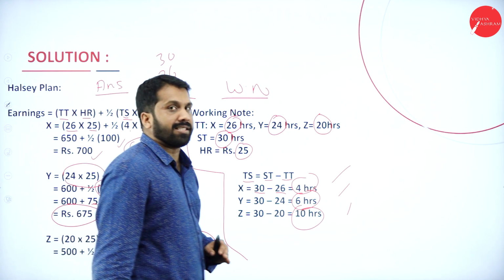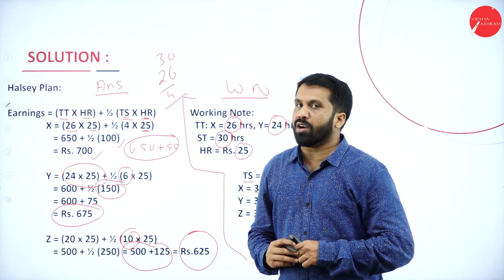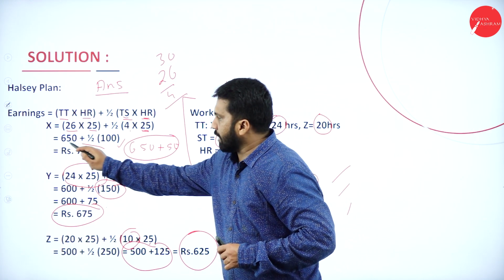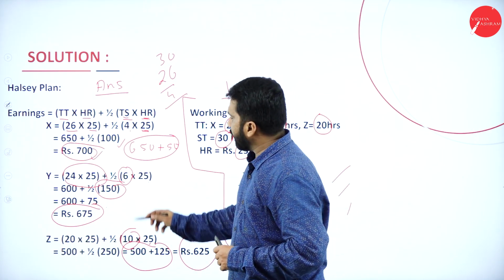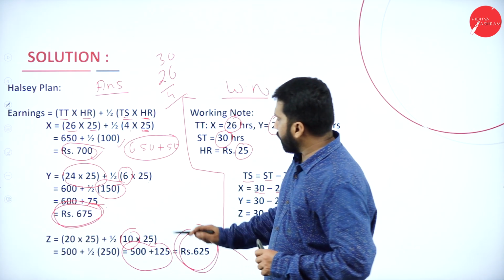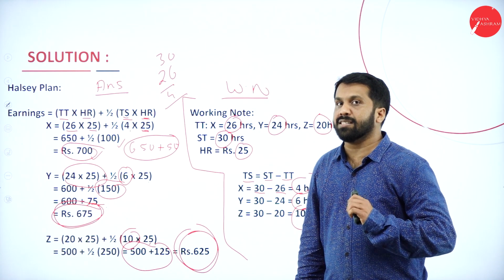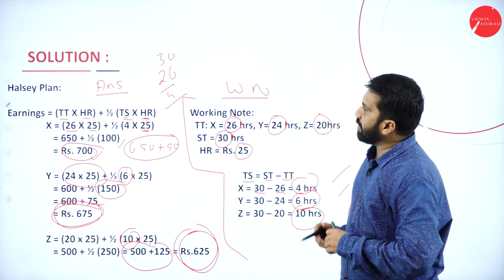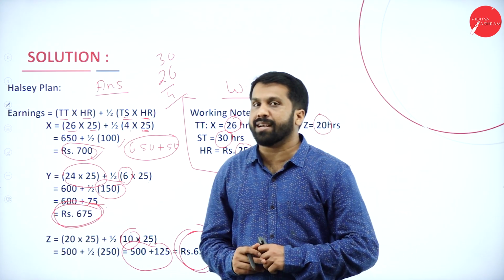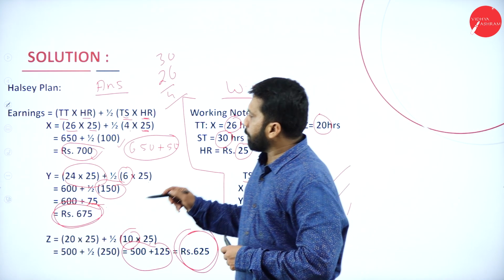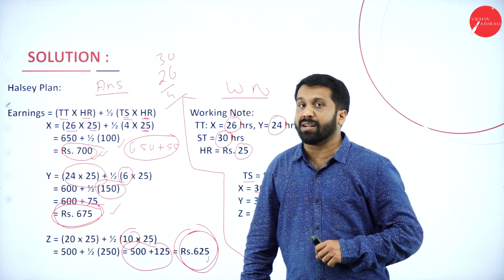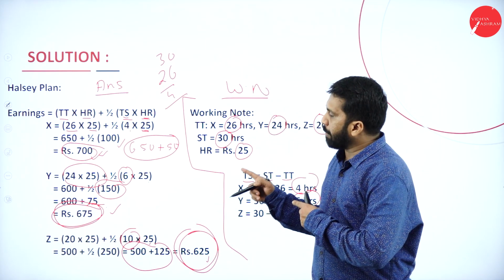Now, we are done with this. These are the answers as per the wholesale plan. What will be your answer? For X, it will be 700. For Y, it will be 675. For Z, it will be 625. These are the answers we have. Now, these are the earnings, the total earning, not the hourly rate. Per day they will get 700, per day 675, per day 625. These are the income per day.